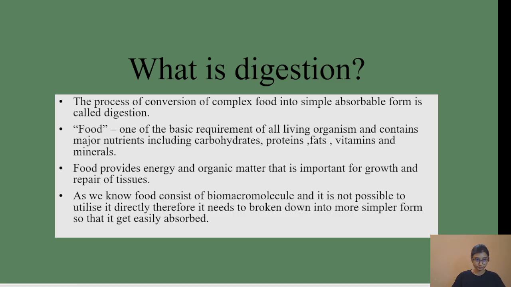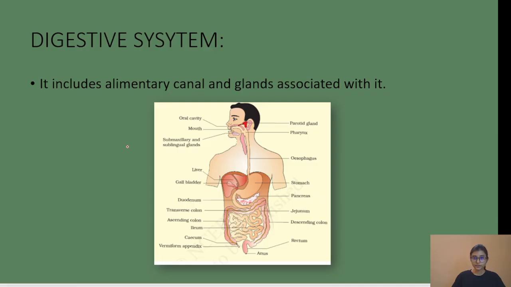Okay, so this is the digestive system diagram. Here we can see it includes the alimentary canal and glands. Now in this video, we are going to discuss the different organs that are involved in your digestive system. If we start to observe this diagram, you can see the oral cavity, mouth, parotid gland, pharynx, then the submaxillary and the sublingual gland.